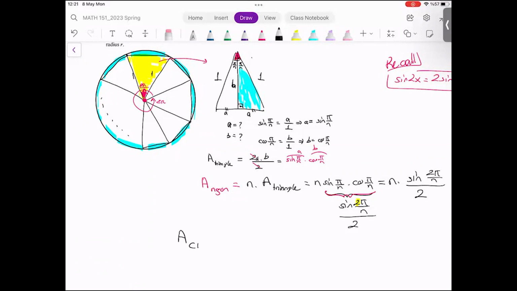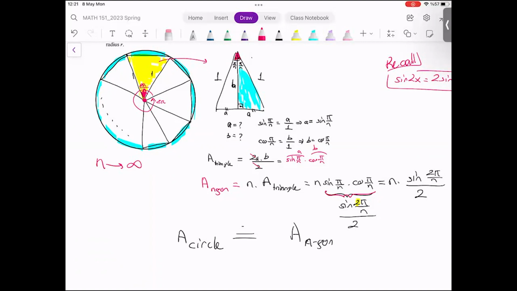Area of the circle. How can I relate them together? Area of the n-gon. Obviously, they are not the same because of those errors. If I send the number of rectangles to infinity, can you try to imagine what happens?